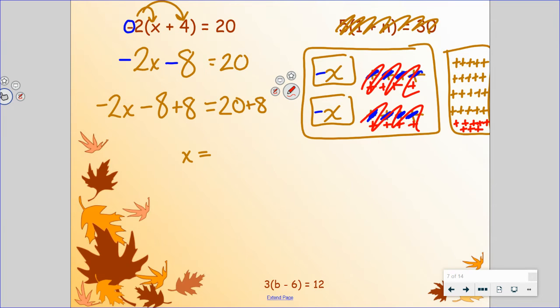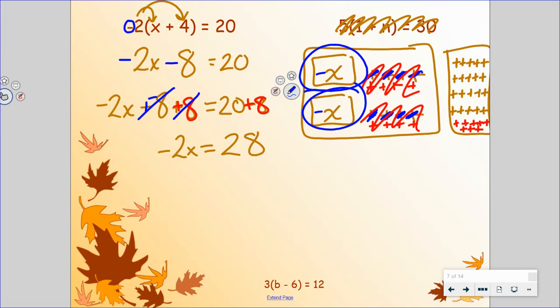Add 8 to both sides. So let's go ahead and add 8 to both sides. Negative 8 and a positive 8 make 0. Leaving us with the opposite of 2x's is equal to 28. Naturally, you're going to ask yourself, well, I don't want the opposite of 2x's, so let's go ahead and split it up into 2 groups.